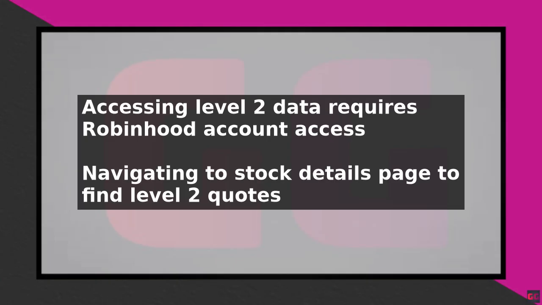The prices on the left side of the screen are the bid prices, which are the prices at which buyers are willing to buy the stock. The prices on the right side are the ask prices, which are the prices at which sellers are willing to sell the stock. The best bid is the highest price a buyer is willing to pay, and the best ask is the lowest price a seller is willing to accept.